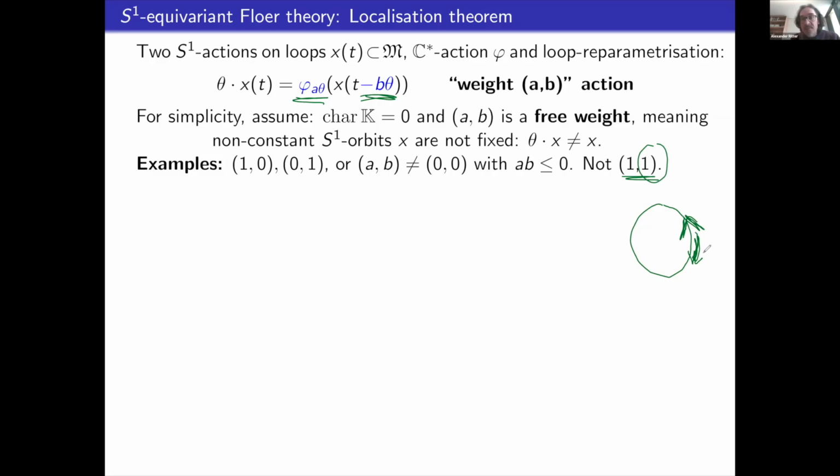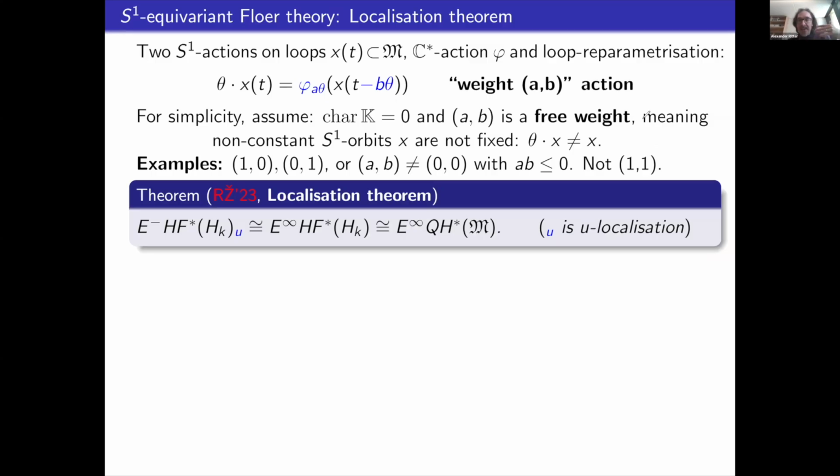And so most values of AB will be free weights. For example, if you only act on the manifold, it's free. If you only act on the loop reparameterization, it's free. If they're rotating in the same direction, it's free. But for example, this 1, 1 is a case where the dynamics becomes more complicated because the two flows can cancel each other out. So for simplicity, for the rest of the talk, I'm assuming that we have a free weight, so they don't cancel each other out.